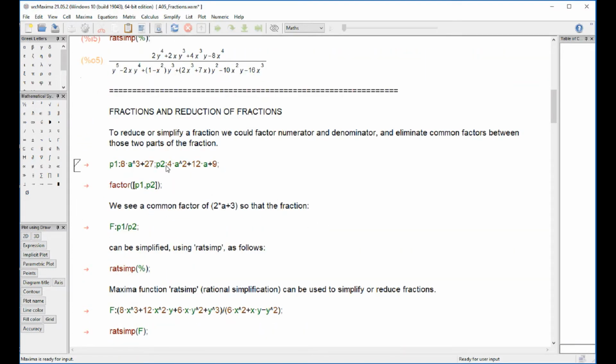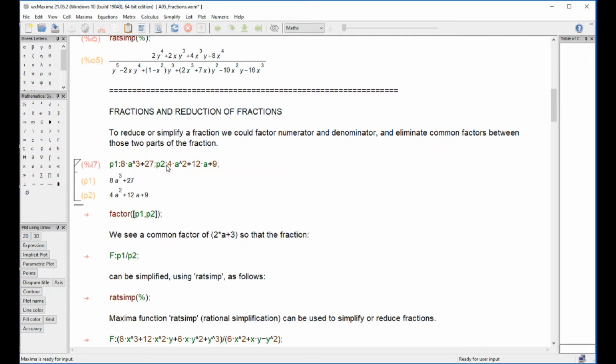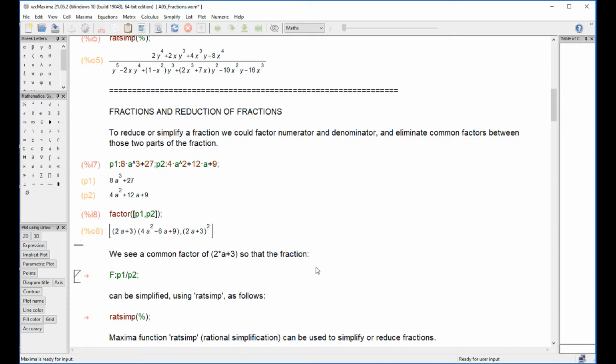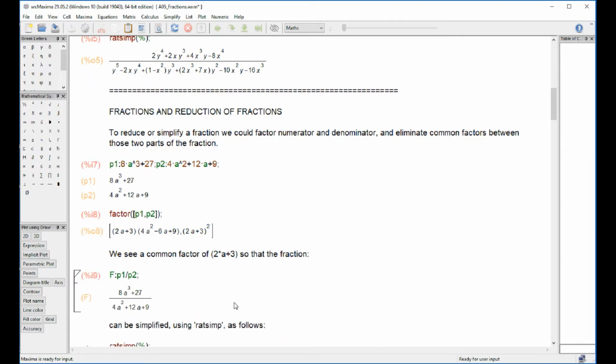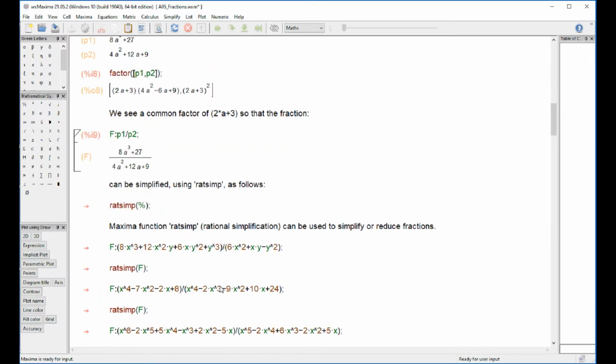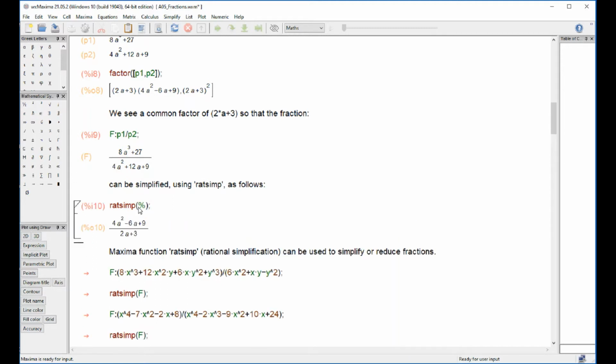Fraction and reduction of fraction. Let's start with these polynomials right here and factor them. These have as a common factor 2a plus 3, although it is a square in this case. So if you divide p1 by p2, at first Maxima just copied p1 and p2 and put it in there. If you use the rational simplification, it will take out the common factor and simplify this result into this.